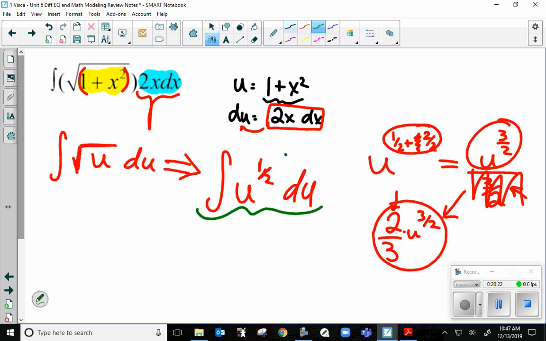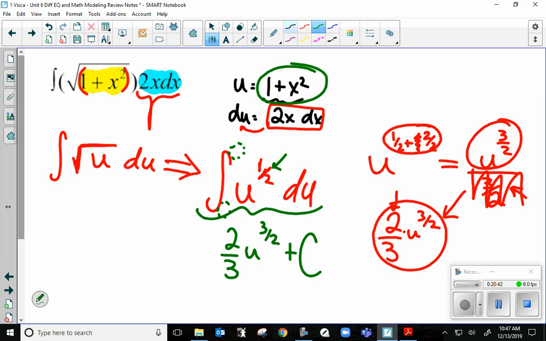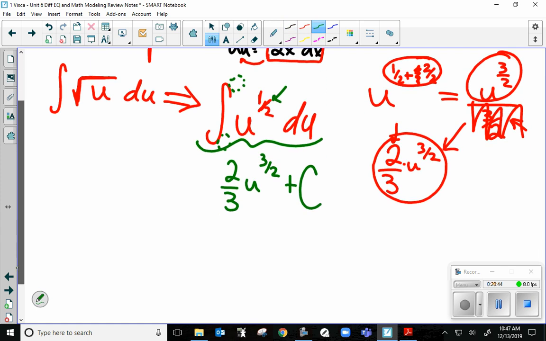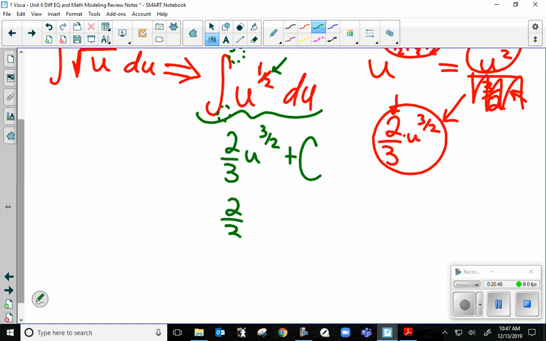If I add 1 to the exponent and divide by that, I get 2 thirds u to the 3 halves. Are there bounds? No, there are not. So I always need to have a plus c. Is my answer an expression? It is an expression, so I need to put my x back in. So that is 1 plus x squared. So I've got 2 thirds times 1 plus x squared to 3 halves plus c.